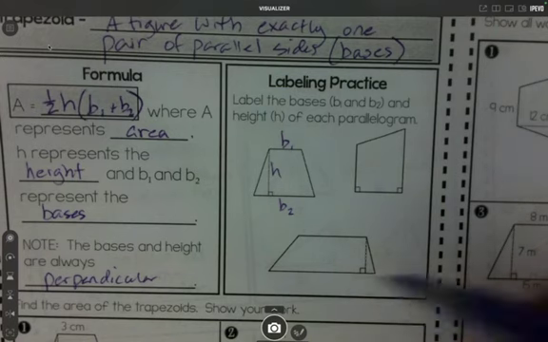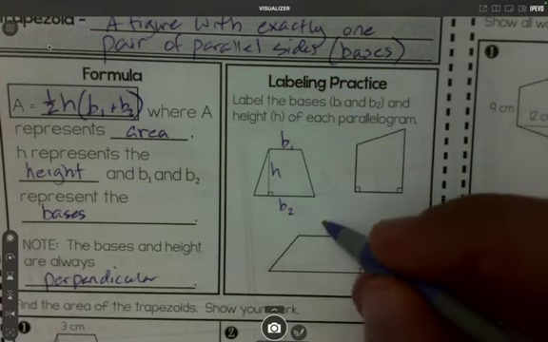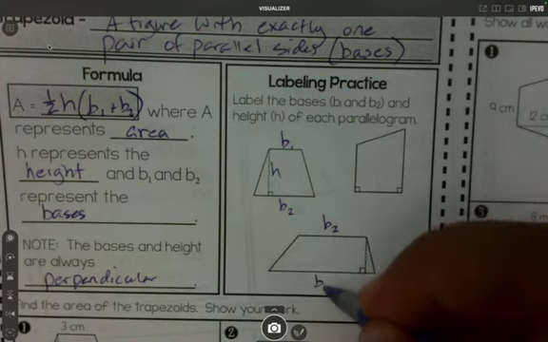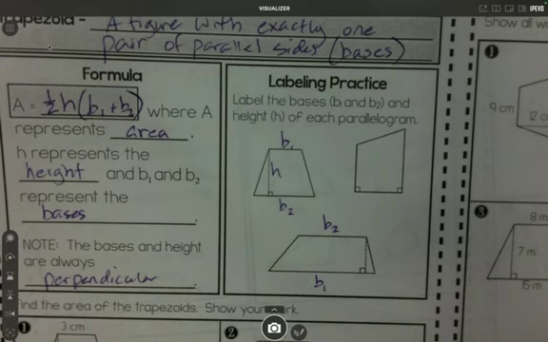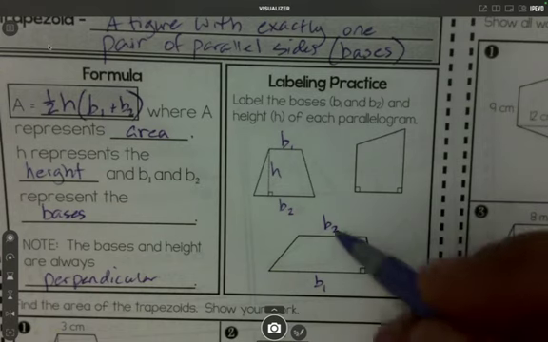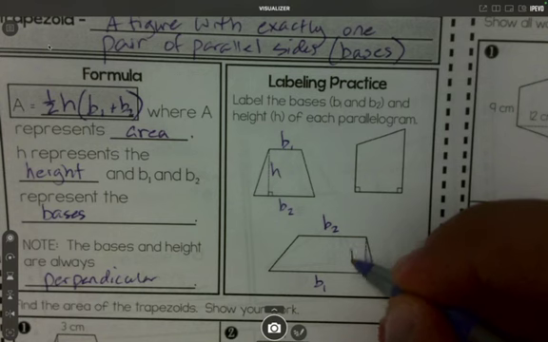I'm going to do the bottom one next. Again, it does not matter which one you call base 1 or base 2, so I could say this is base 2 and this is base 1. It's not at all an issue of whether one's on the bottom or top, just these are the 2 bases, period. Then this dotted line is the height.